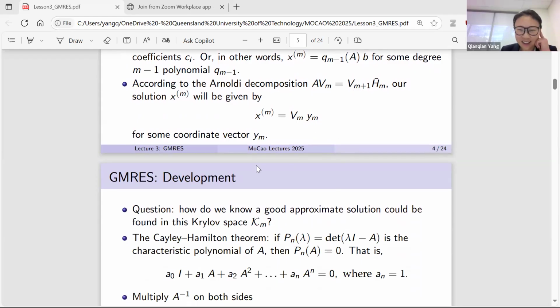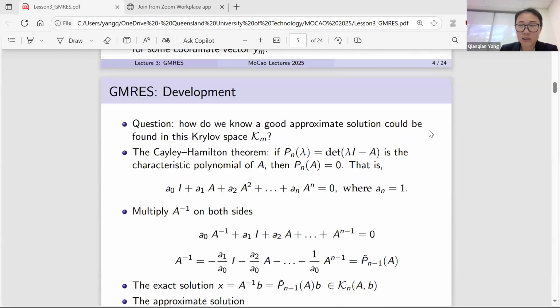For now, the next question we're trying to answer is: how do I know that a good approximation can be found in this Krylov subspace K_m? Why do we think that this is a good idea? That's the first question to answer. And if we know this is a good idea, then that's very easy: my x_m would just be V_m times y_m. So let's focus on this question here.